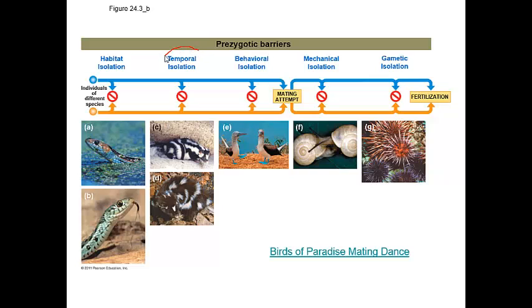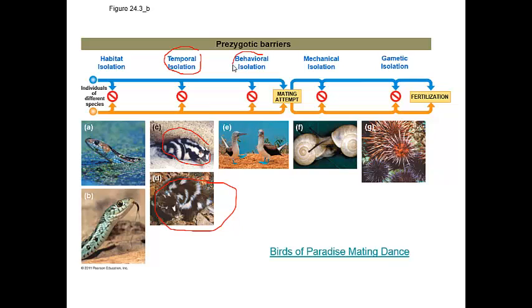Temporal isolation is when the mating season of 2 different species differs. Here you see 2 different species of spotted skunk. Again, both live in the same geographic region. One species mates in the spring and the other species mates in the fall. Since they have different mating seasons, this is going to prevent the 2 different species from being able to mate.